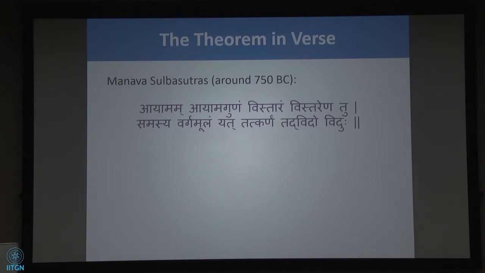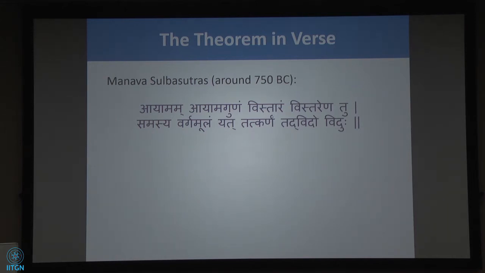At the later stage, when literature became more versified and mathematical results were expressed in verse, we have the Manava Shulba Sutra, which puts the same Pythagorean theorem in verse form, saying ayamam ayama gunam. Here ayama is the horizontal side, guna being multiplied. So the ayama is multiplied by itself. Vistaram vistarenatu, the breadth, vistaram, multiplied by itself. Samasya, added together. Vargamulam yat, that which forms its square root, tat karnam tad vido viduhu, that is known to be the karna, which is the later term used for the hypotenuse.